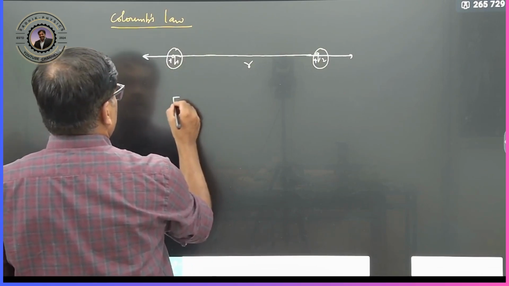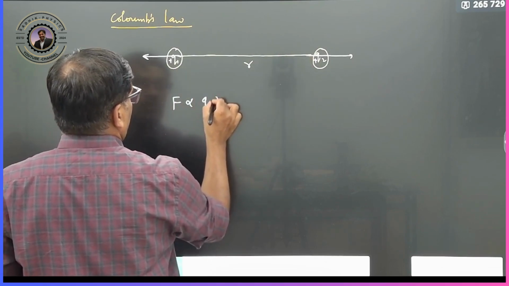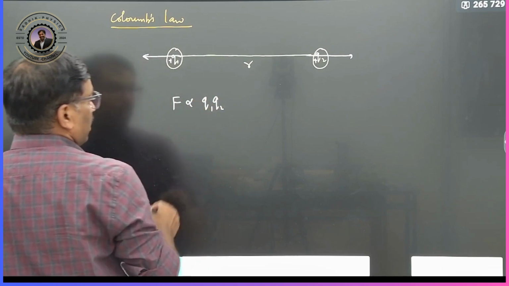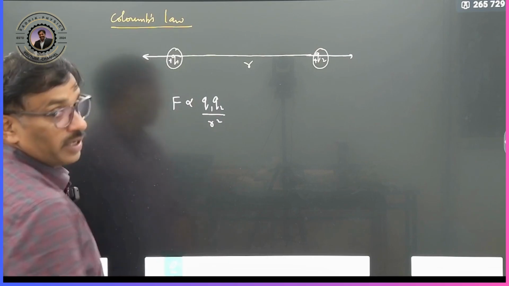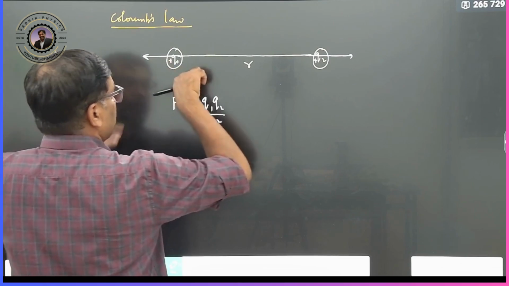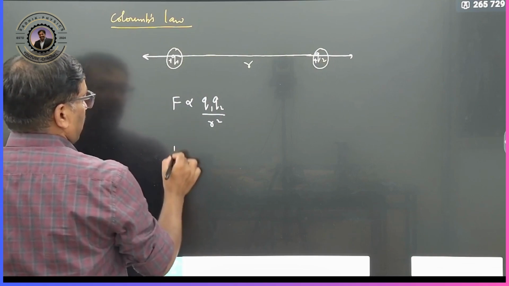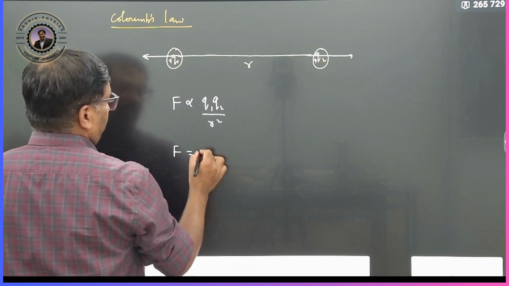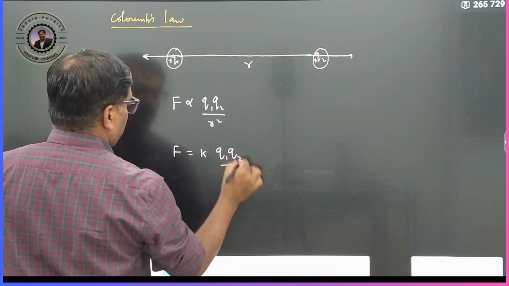Force is directly proportional to the product of the charges, q1 into q2, and inversely proportional to the square of the distance. This was given by Coulomb's law. The force acts along the straight line joining the two point charges. If I remove the proportionality, we introduce a constant k, so F is k q1 q2 by r square.